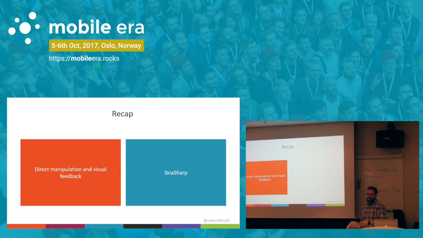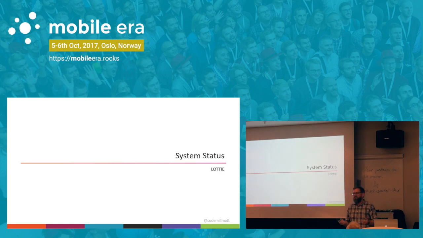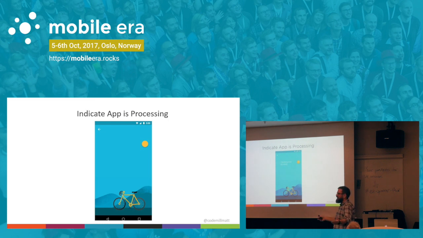So what we looked at is when in the life cycle of an app we want to do direct manipulation and visual feedback animations. And we can look at it with SkiaSharp. But next, system status. And these are the fun ones. These are the ones that you can actually take up the entire screen because your app is doing something important that it can't continue on.